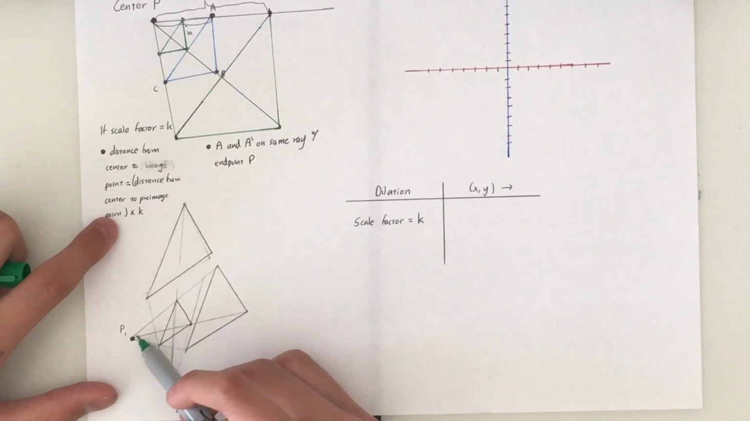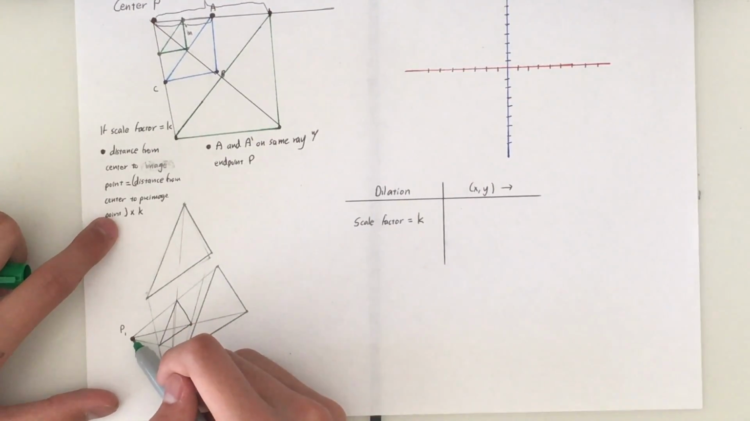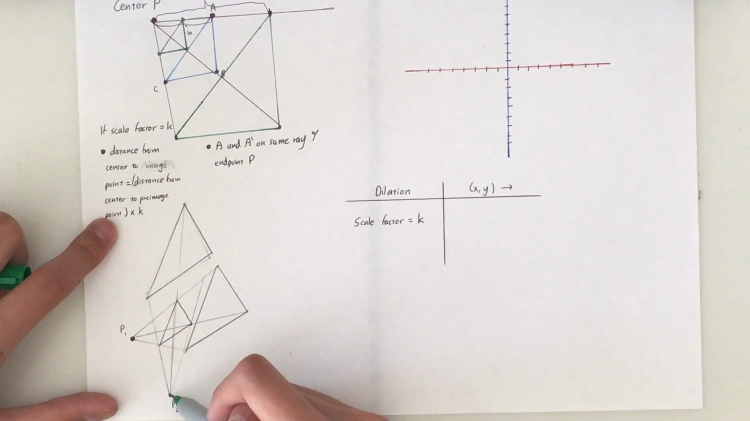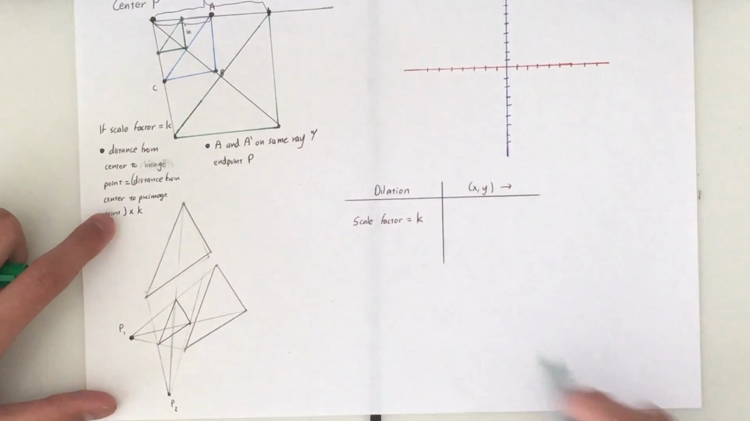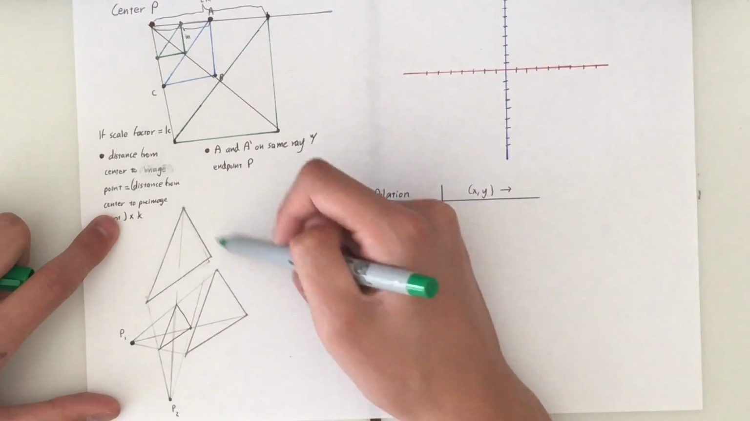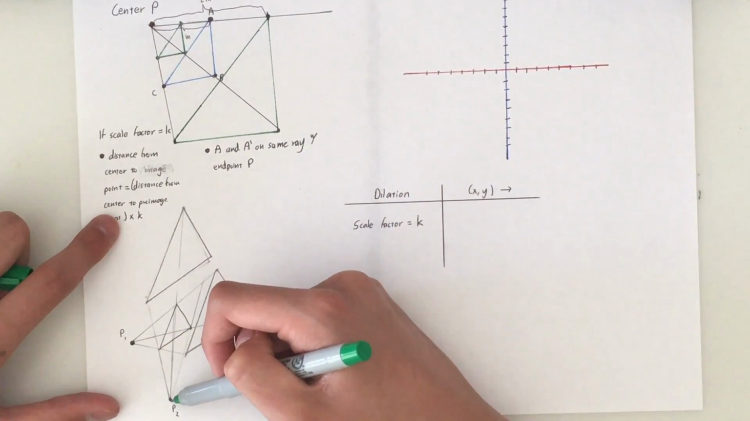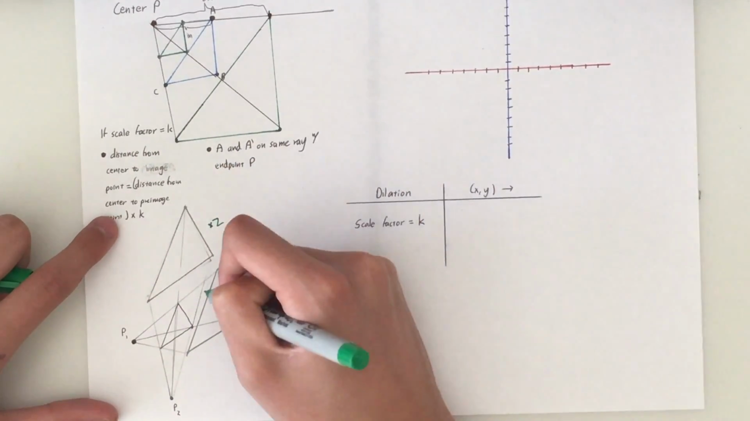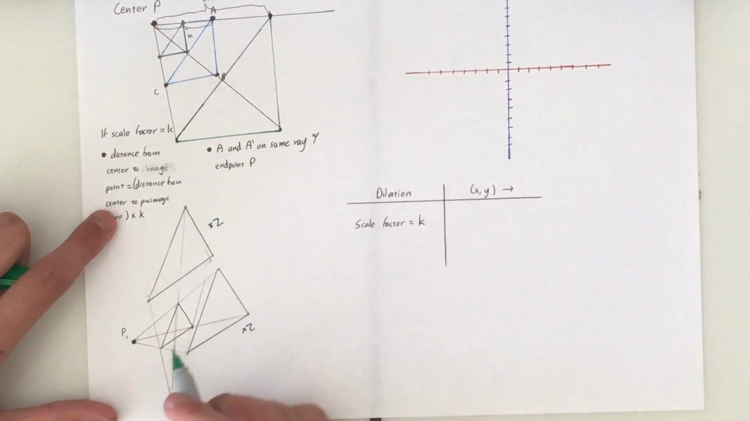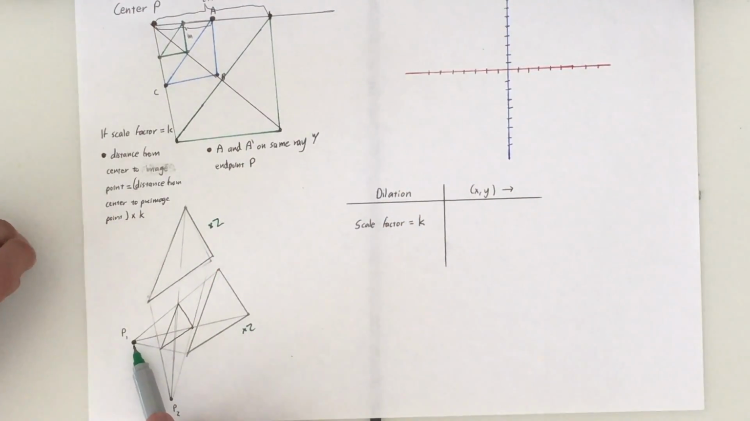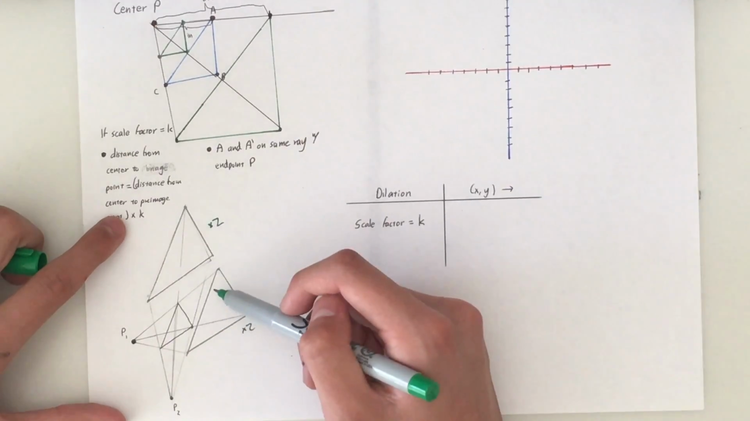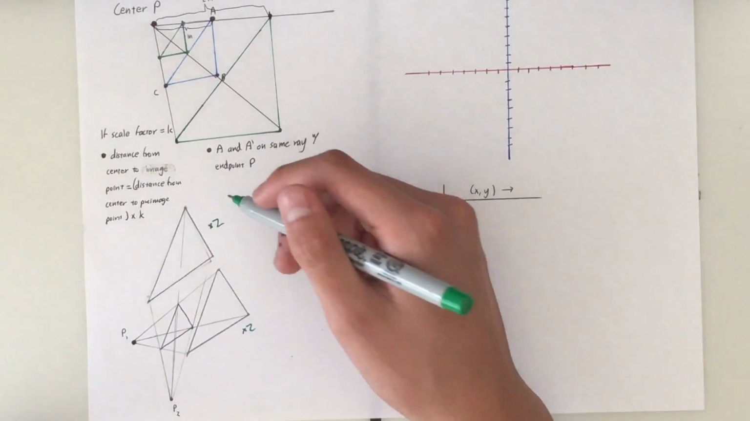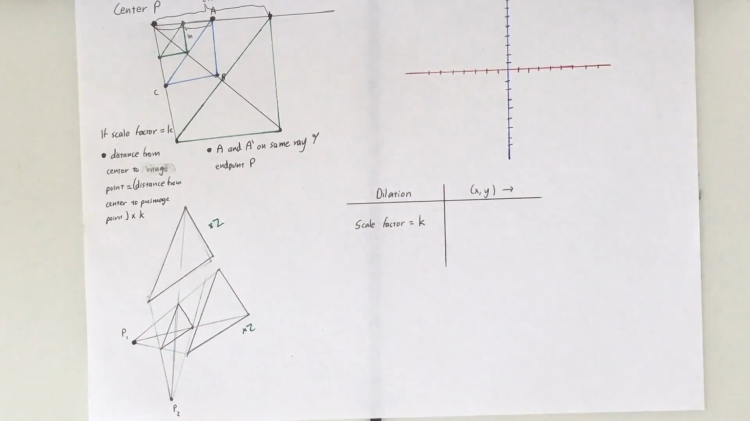Both of them are dilating with a scale factor of 2. So if you dilate by scale factor of 2 from this point, you get this triangle. And if you dilate by scale factor of 2 from this point, you get this triangle. You can see that these triangles are congruent because you dilated them with the same scale factor. Both of them are times 2. But you can see that they're in different places. So the location of the center determines where the image will go, but not the size. The size depends on the scale factor.